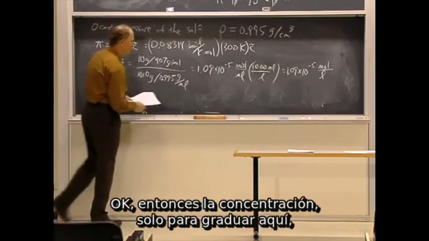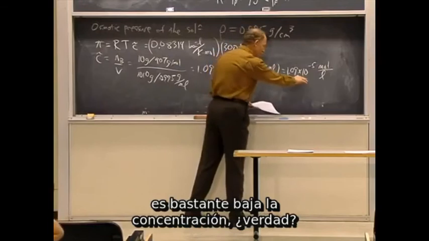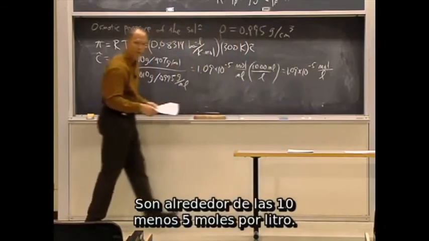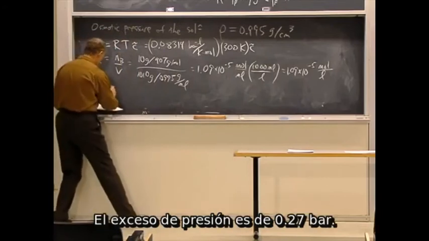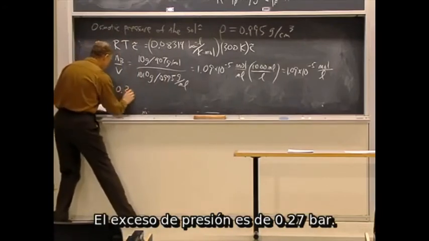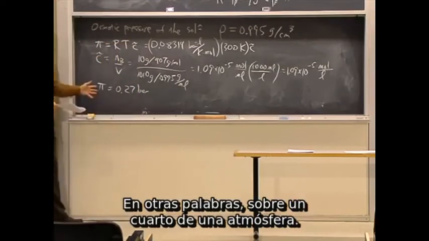Okay. So the concentration, just to calibrate us here, it's a pretty low concentration, right? It's about 10 to the minus 5 moles per liter. The excess pressure is 0.27 bar. In other words, it's about a quarter of an atmosphere.